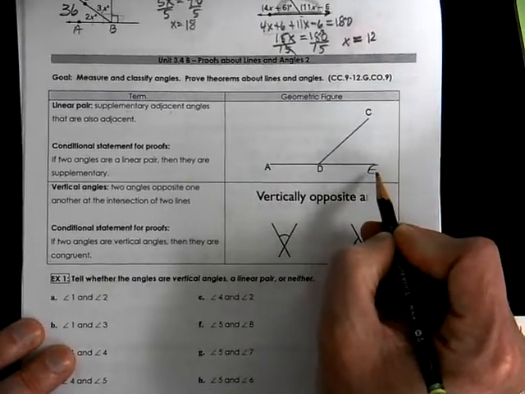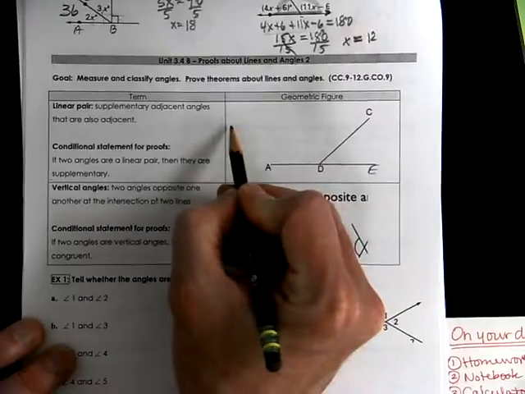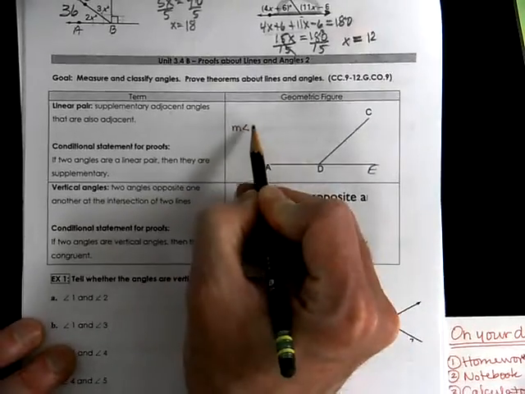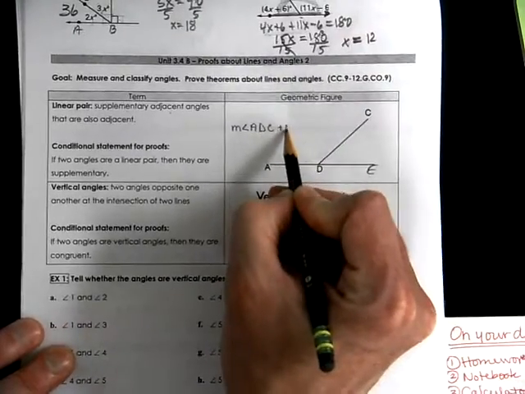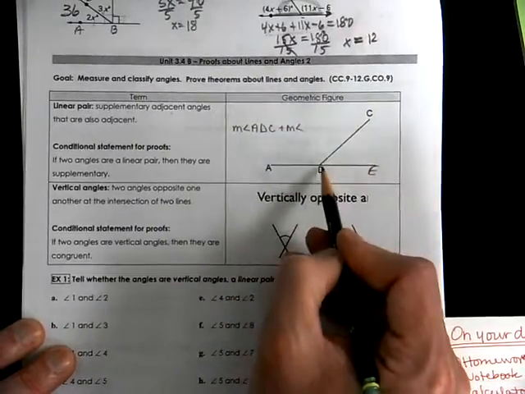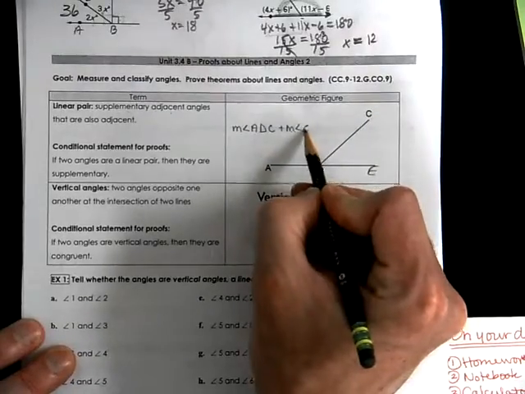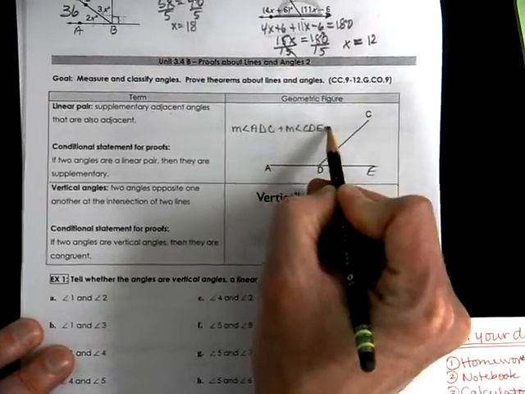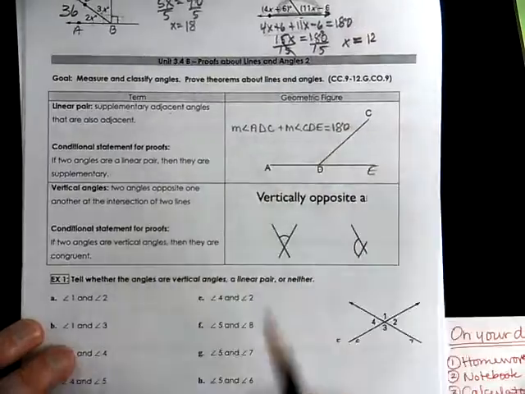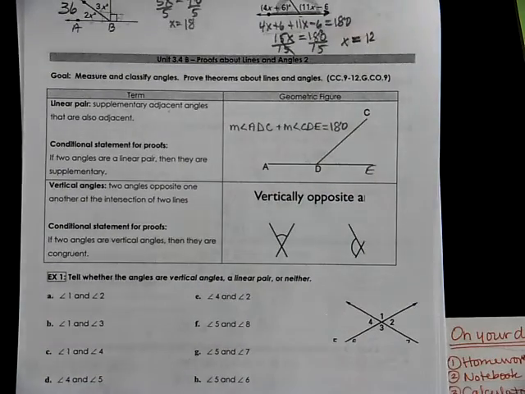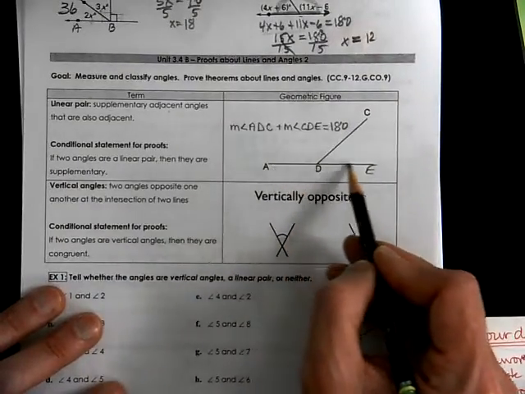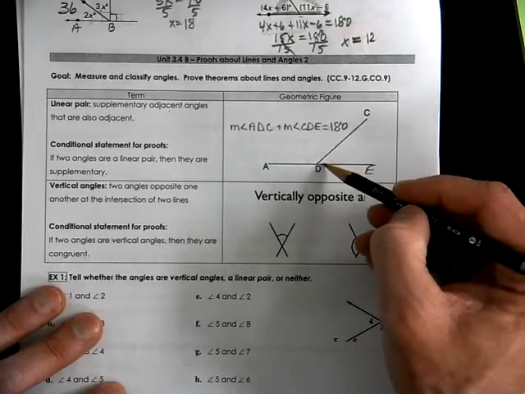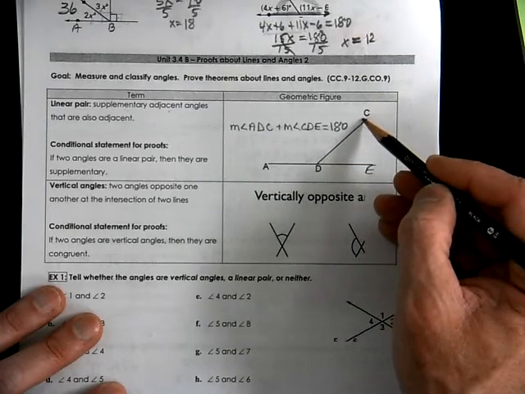So if we put the letter E here at the edge, we could say that the measurement of angle ADC plus the measurement of angle CDE, that adds up to 180. They are supplementary angles. That is a linear pair. Notice that a linear pair is a straight line that has a ray coming off of it.